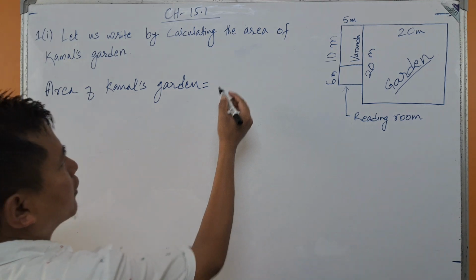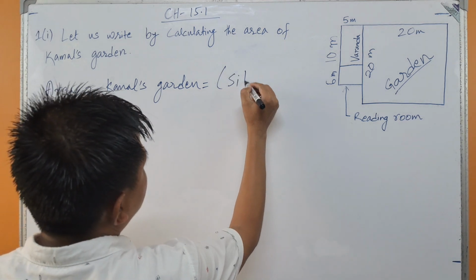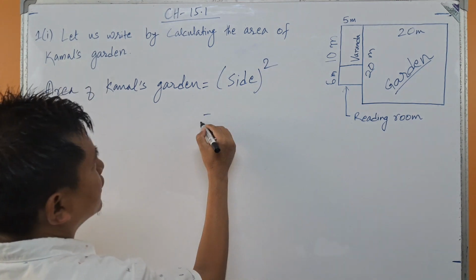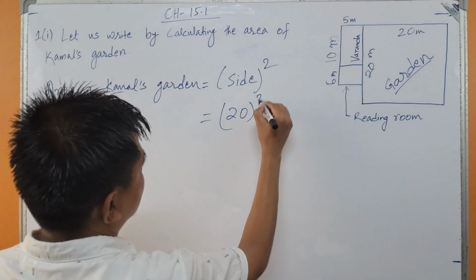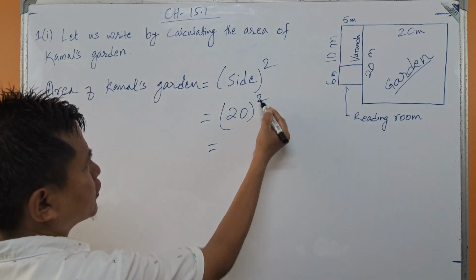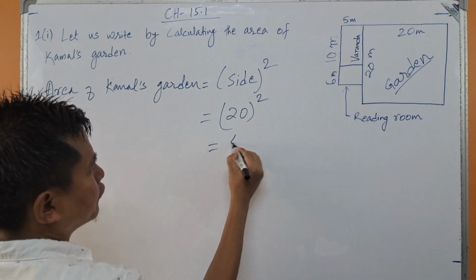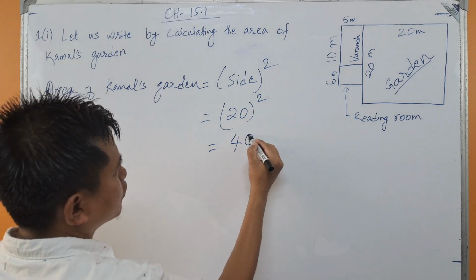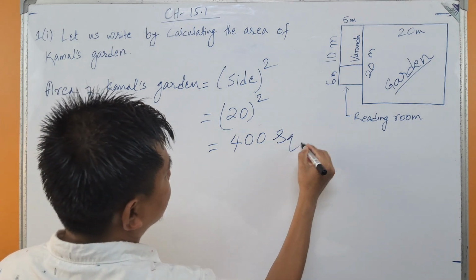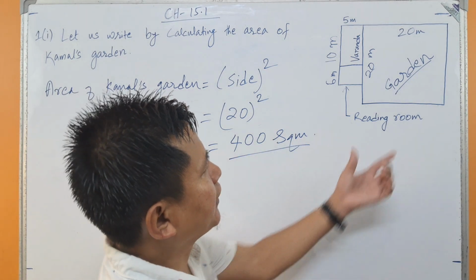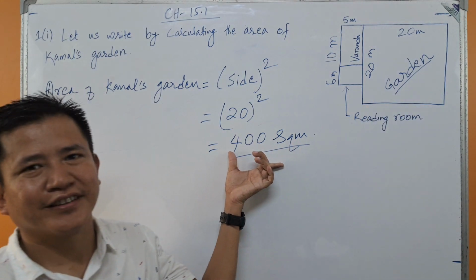So area of this square will be given by the formula side square, isn't it? So each side is 20 meter. So 20 square. 20 square means 2 squared is 4, and 0 squared means 2 zeros. So 400 square meter. Area of Kamal's garden is 400 square meter.